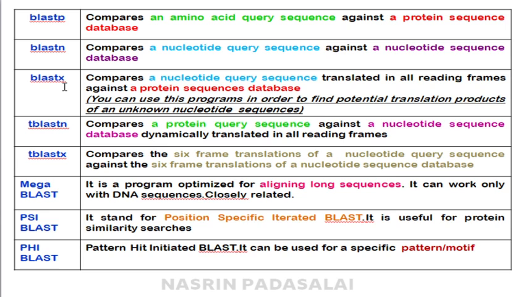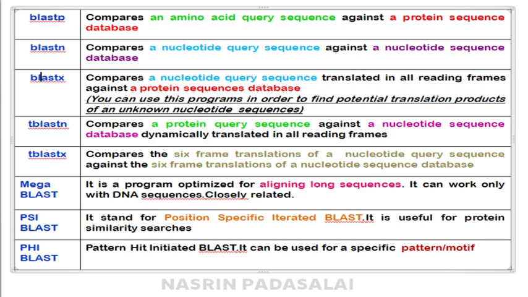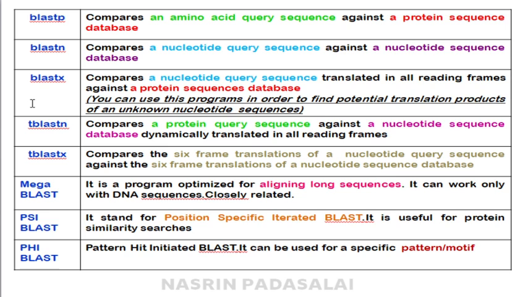Whereas BLASTX compares a nucleotide query sequence which is translated in all reading frames. The message in DNA will be passed into mRNA, and from mRNA the code will be transferred to amino acid code. The process is called translation. Again, it searches a protein sequence database. So the BLASTX program can be used to find a potential translation product of an unknown nucleotide sequence. If you have a DNA sequence, that is a nucleotide sequence, in hand and you want to find the potential translation product, you can use BLASTX.